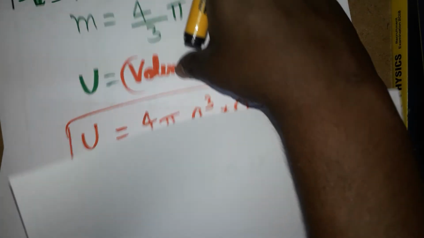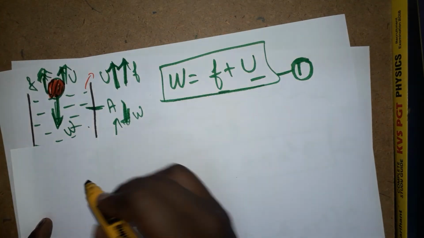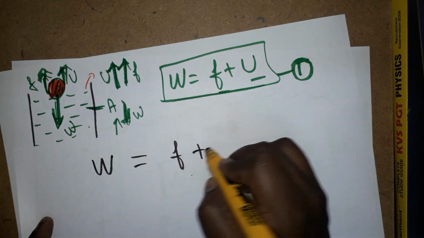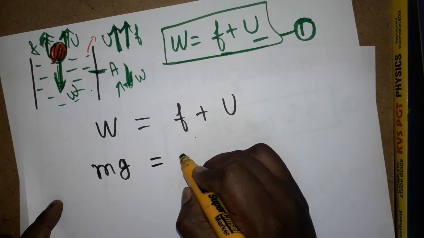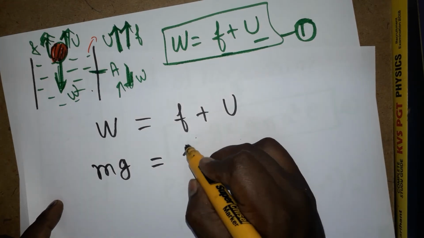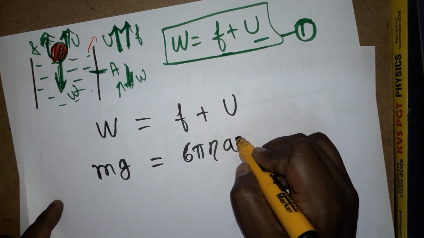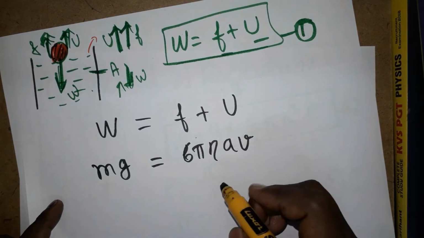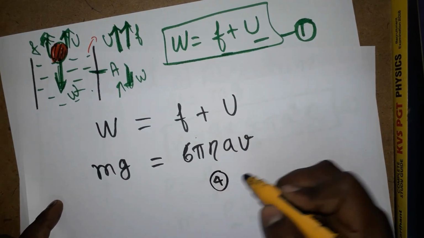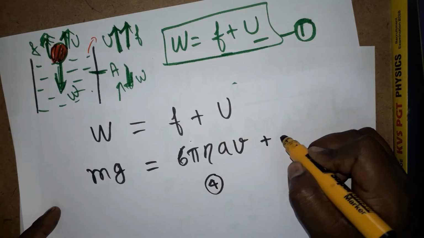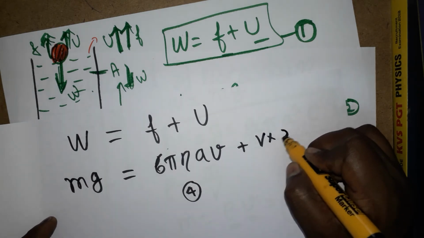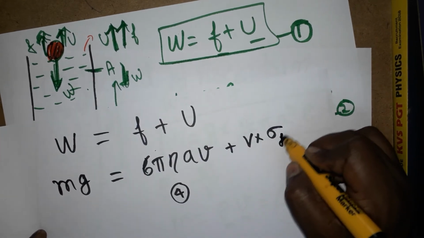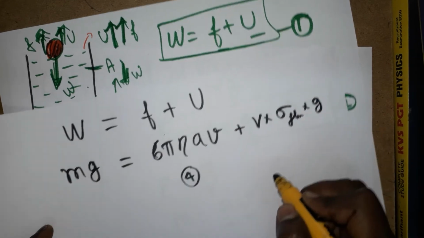So again I am going to come back to the beginning. Weight is equal to friction force plus upthrust force. I know weight is equal to mass into gravity, plus the friction force, which is the Stokes formula, 6 pi eta a v, which I recently wrote as equation number 4, plus the upthrust force, which is the volume of the liquid displaced into density of the liquid into gravity. This we know.